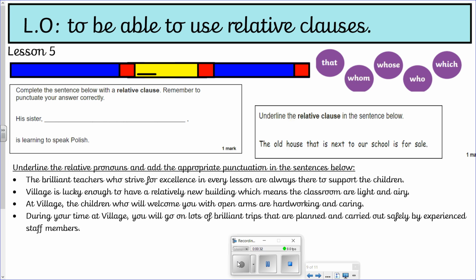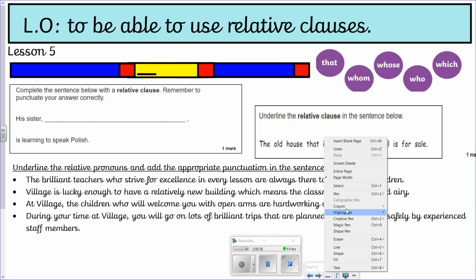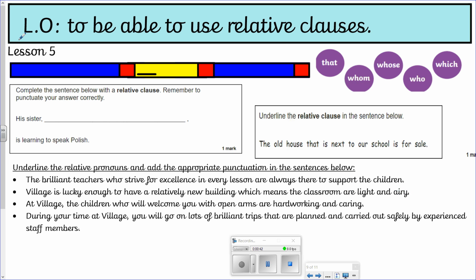Today's lesson, the focus is relative clauses. Nothing new. Okay, we've done this all before. You should all be very, very good at writing relative clauses now and understand the structure of those. I'll run over it just in case you're not sure.